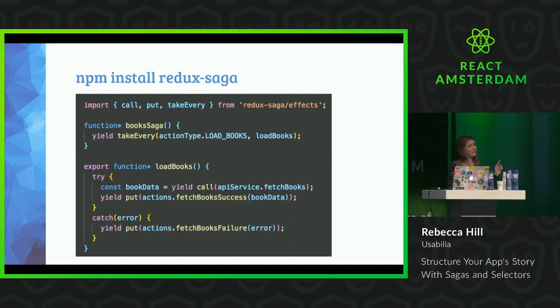So sticking to the simple use case for the explanation, here we have a books saga, which takes every load books action that's dispatched in the application and calls load books. Load books calls our API service to fetch the list of books and returns it into the book data variable. The function waits for that to complete, and if successful, it dispatches fetch book success. And if there's an error anywhere, then it dispatches fetch books failure.